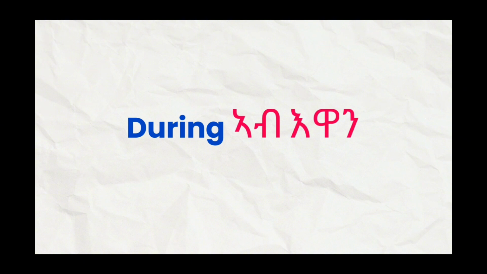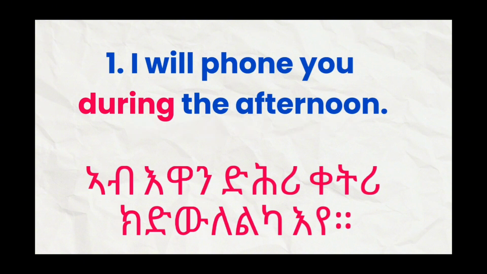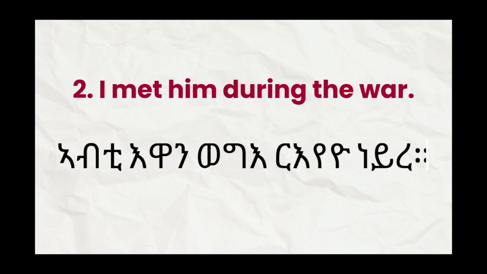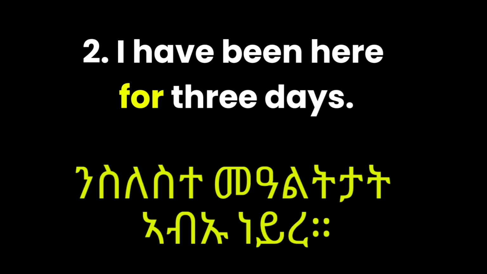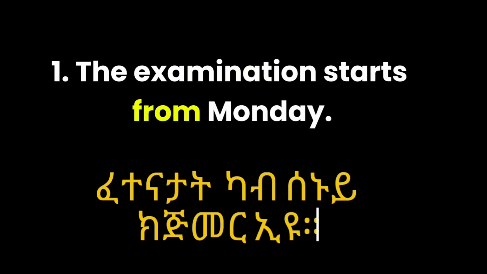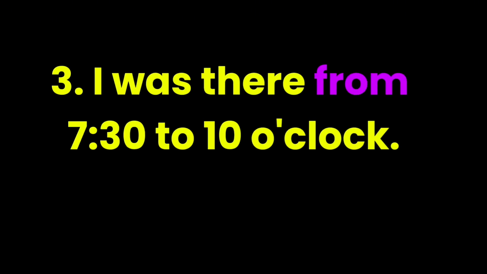During. Example: 1. I will phone you during the afternoon. 2. I met him during the war. For. Example: 1. I have worked here for 6 months. 2. I have been there for 3 days. From. Example: 1. The examination starts from Monday. 2. He worked from morning till evening. 3. I was there from 7:30 to 10 o'clock.